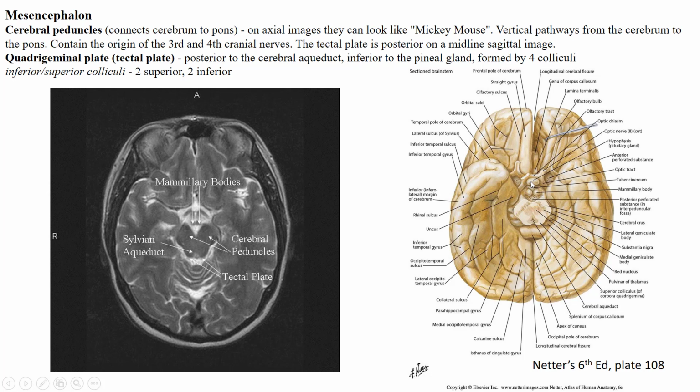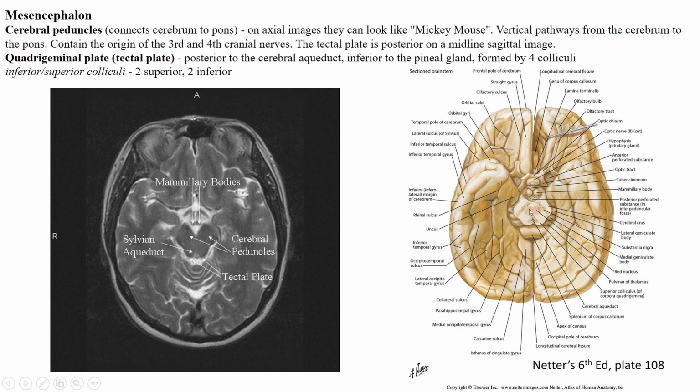Posterior to the pituitary gland we have the mammillary bodies, and then posterior to that we have the cerebral peduncles. So these are the connections from the cerebrum to the pons. And as you can see, it has sort of a unique shape. It's sort of like a flower, like petals of a flower. Some people also liken it to a Mickey Mouse, so it kind of has the ears of the Mickey Mouse here.